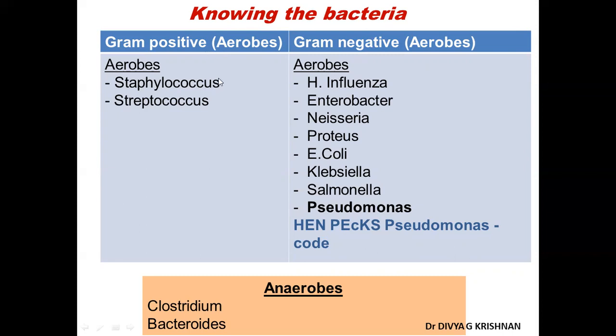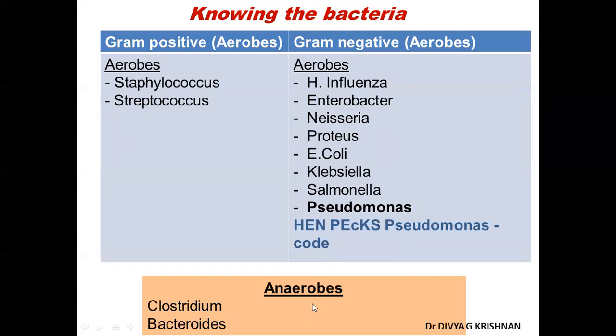Examples of gram-positive bacteria include Staphylococcus, Streptococcus and others. Under the gram-negative, I have given you a code, HENPEKS Pseudomonas: H. influenzae, Enterobacter, Neisseria, Proteus, E. coli, Klebsiella, Salmonella, and Pseudomonas. I recommend that you learn this. Once you learn this, it is very easy to write the spectrum. This is only for your easy learning.